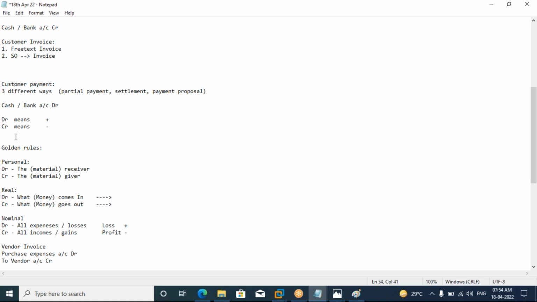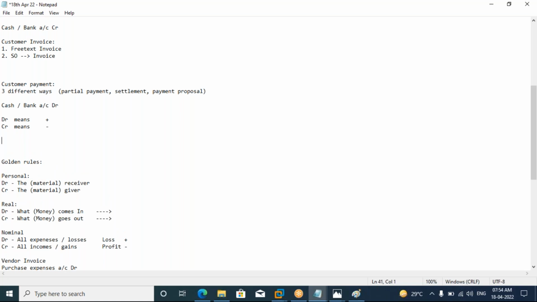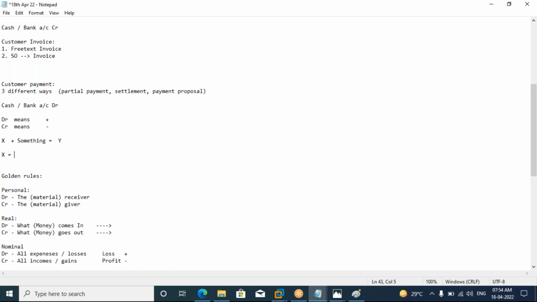What it means for mathematics people: suppose, for example, x plus something is equal to y, then x equals y, and this plus something will become minus. Agree? This is the balance sheet side. This is the profit and loss account side.